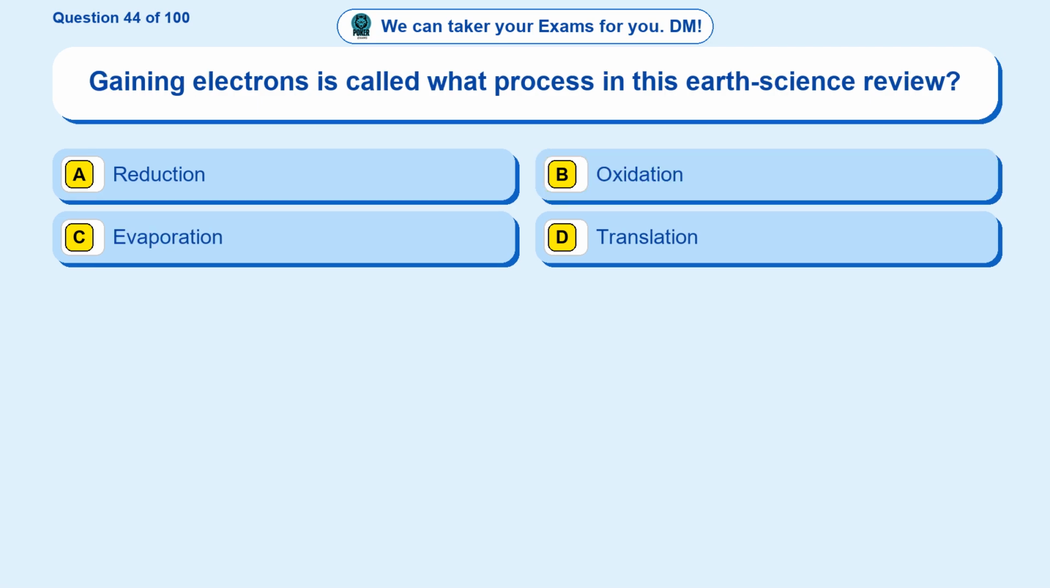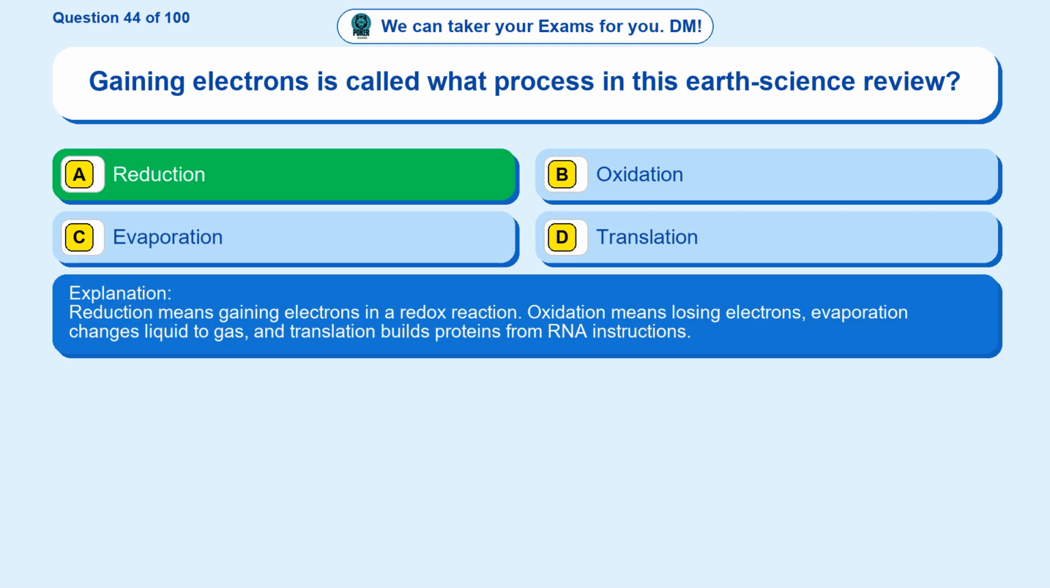Question 44. Gaining electrons is called what process in this Earth Science Review? Option A, reduction. Option B, oxidation. Option C, evaporation. Option D, translation. The correct answer is option A, reduction. Reduction means gaining electrons in a redox reaction. Oxidation means losing electrons, evaporation changes liquid to gas, and translation builds proteins from RNA instructions.